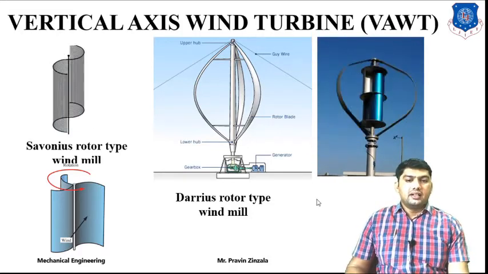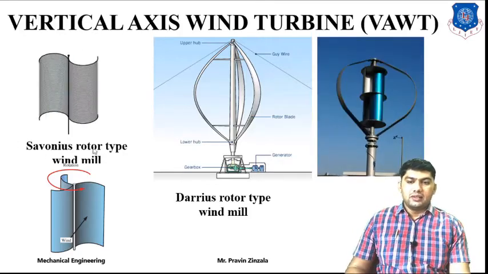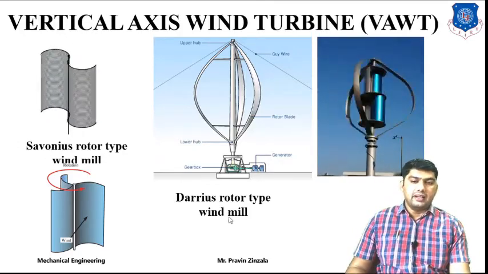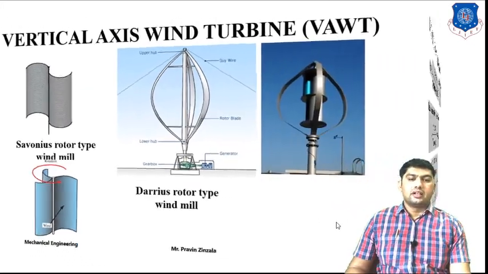So in a vertical axis windmill, the axis is vertical. This is the Savonius rotor type vertical axis wind turbine, and this is the Darrieus rotor type vertical axis wind turbine.